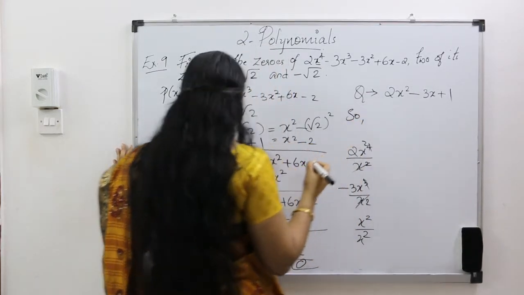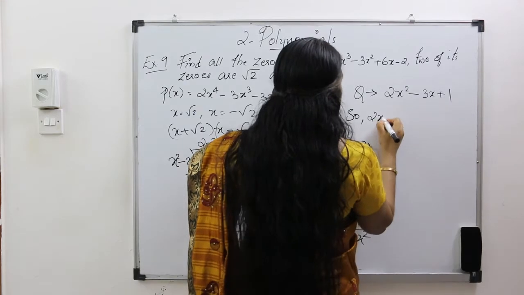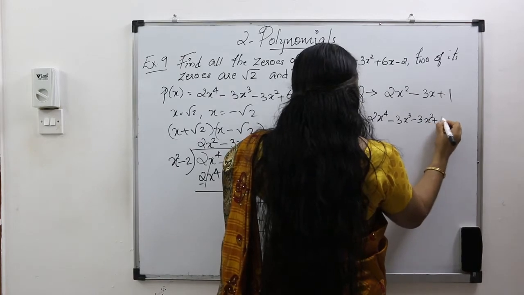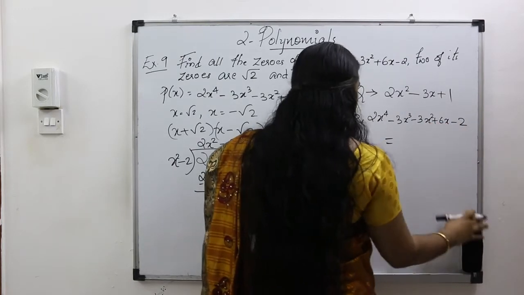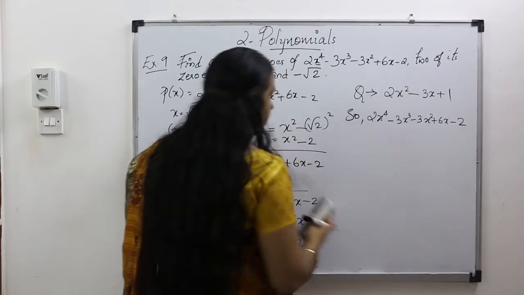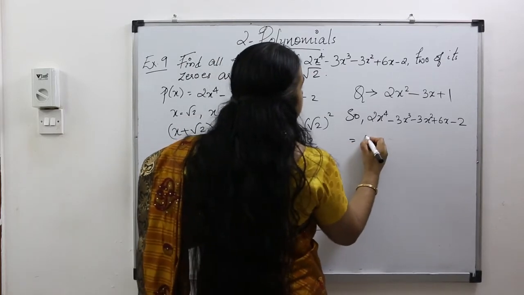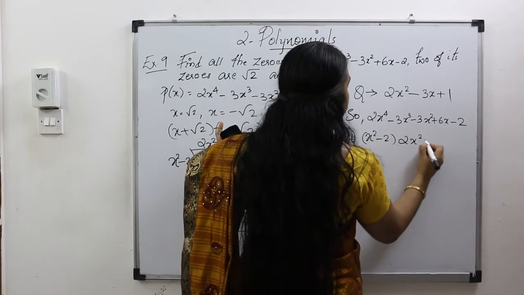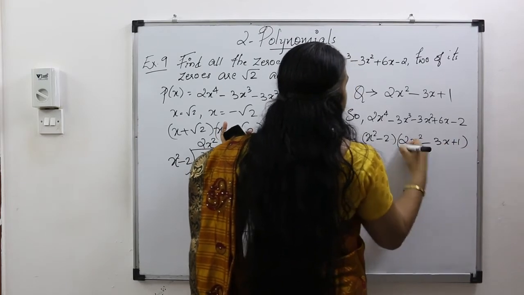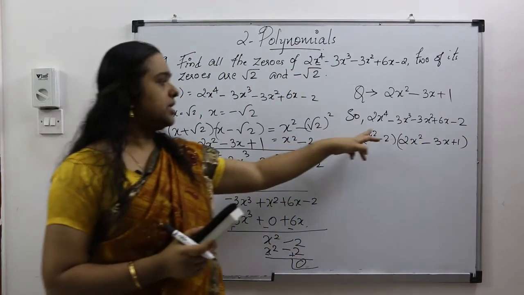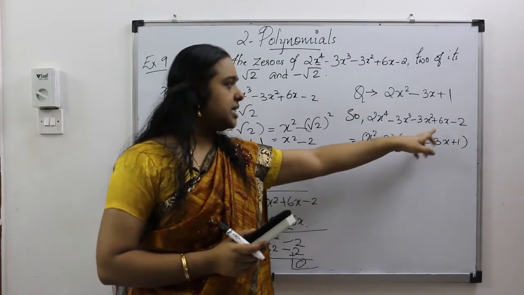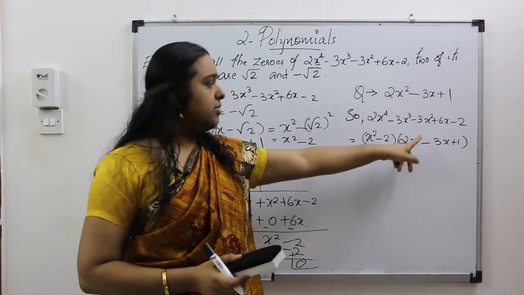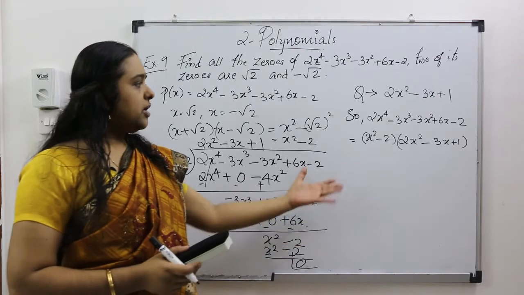The dividend, 2x raised to 4 minus 3x cube minus 3x square plus 6x minus 2, is equal to divisor x square minus 2 into quotient 2x square minus 3x plus 1 plus 0. Remainder is 0. So 2x raised to 4 minus 3x cube minus 3x square plus 6x minus 2 equals divisor x square minus 2 into quotient 2x square minus 3x plus 1. So we have proved our division algorithm.